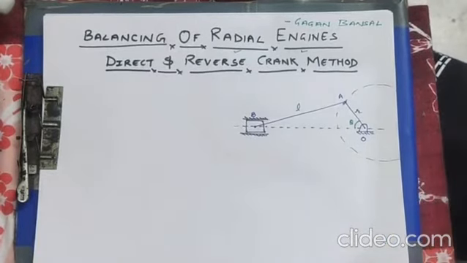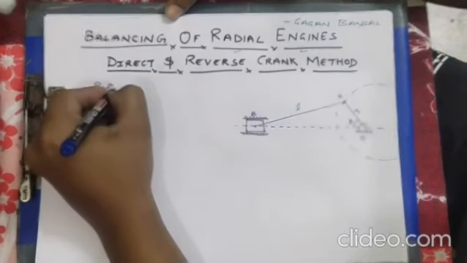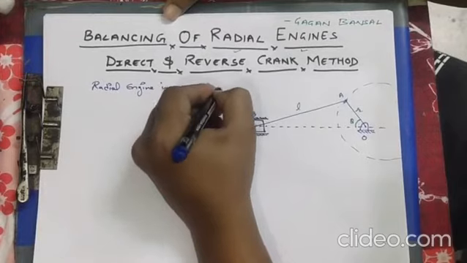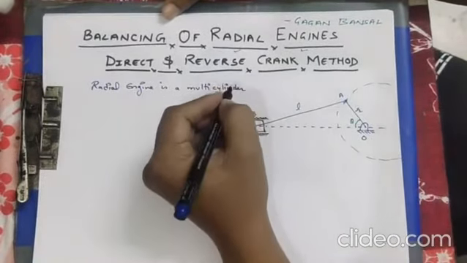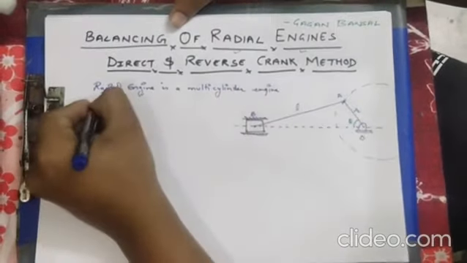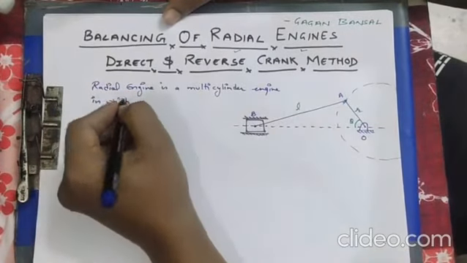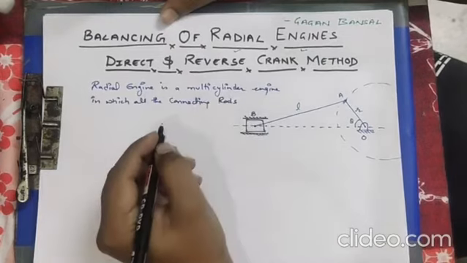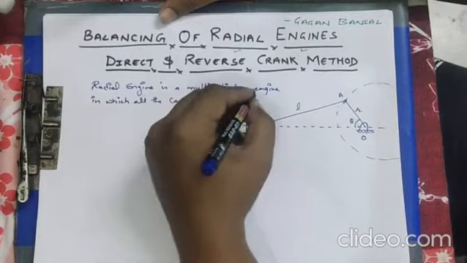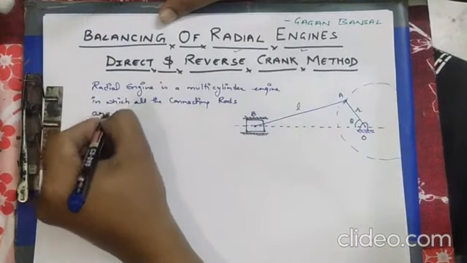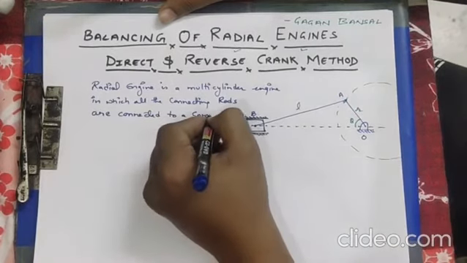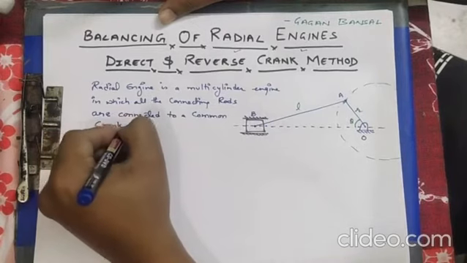So what is a radial engine? Radial engine is a multi-cylinder engine in which all the connecting rods are connected to a common crank. What is the advantage of this?